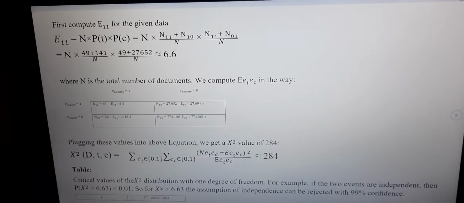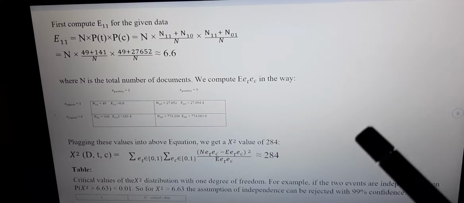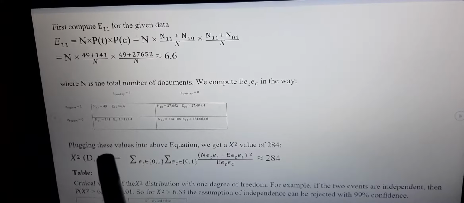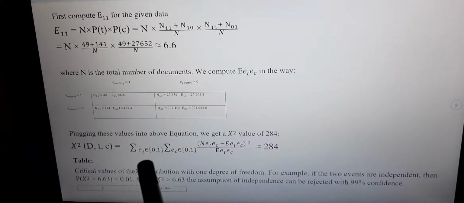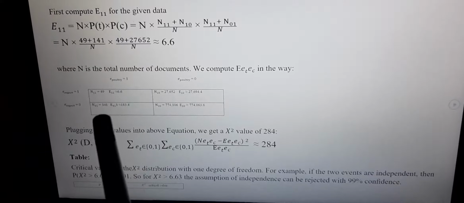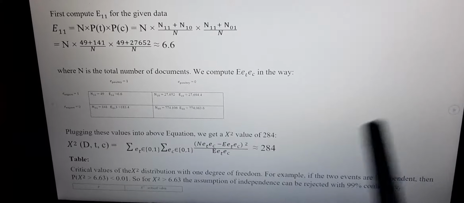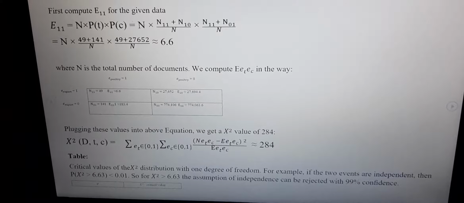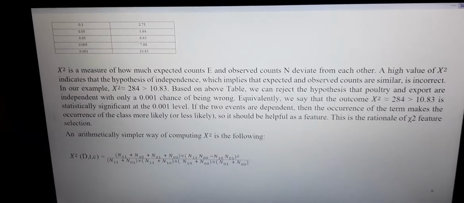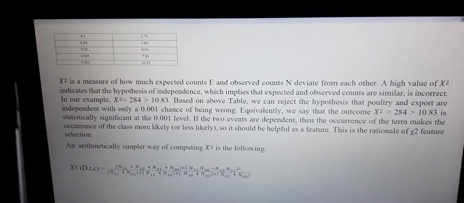Now we put these values in the equation we saw first, X-square of D, t, c equals the summation and so on. By inserting the above values in the equation, we get the value equal to 284. We also have a table of critical values and p-values as given. Here are the p-values and here are the critical values of X-square.